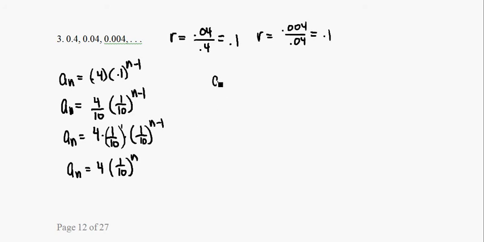So the question is, what is the 8th term? The 8th term would be 4 times 1/10 to the 8th. So a sub 8 would be 4 over 10 to the 8th, which is equal to probably 7 zeros. So 4 divided by 10 to the 8th is 7 zeros: 1, 2, 3, 4, 5, 6, 7, 4.